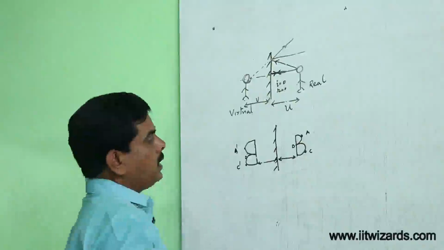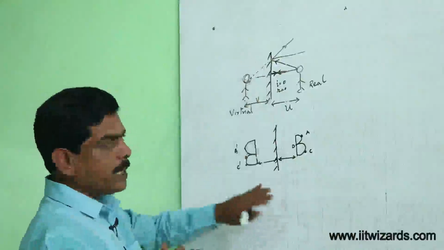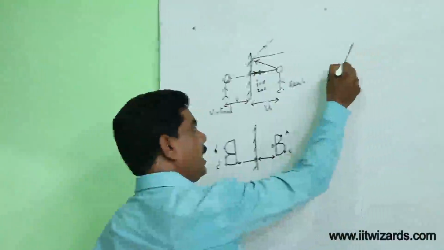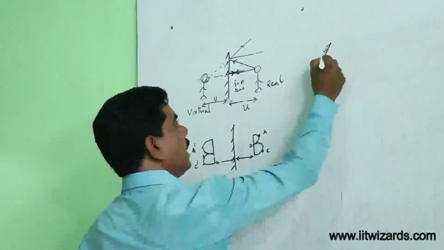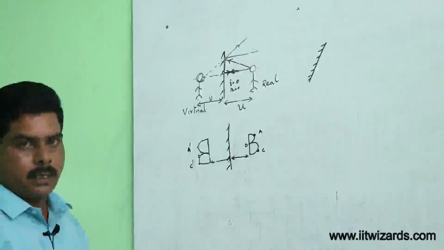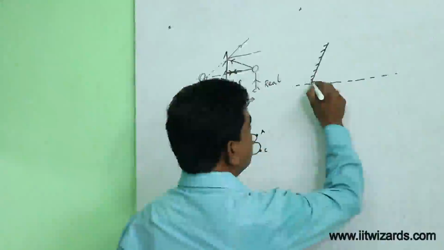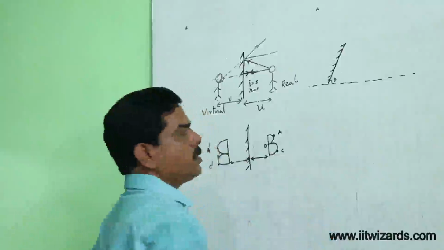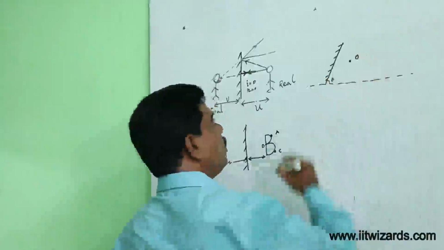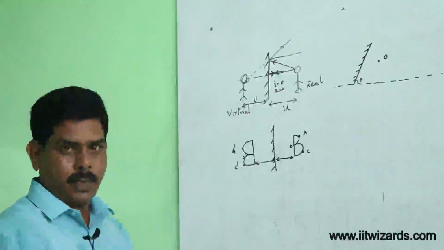Now, let us look at another situation. In these two cases, the mirror was standing like this. Now the question is, what would happen if the mirror is at an angle like this? Instead of being vertical, the mirror has been placed at an angle, say theta to the horizontal. Say I have a point object over here, say O. This is the point object. Where would be the image?